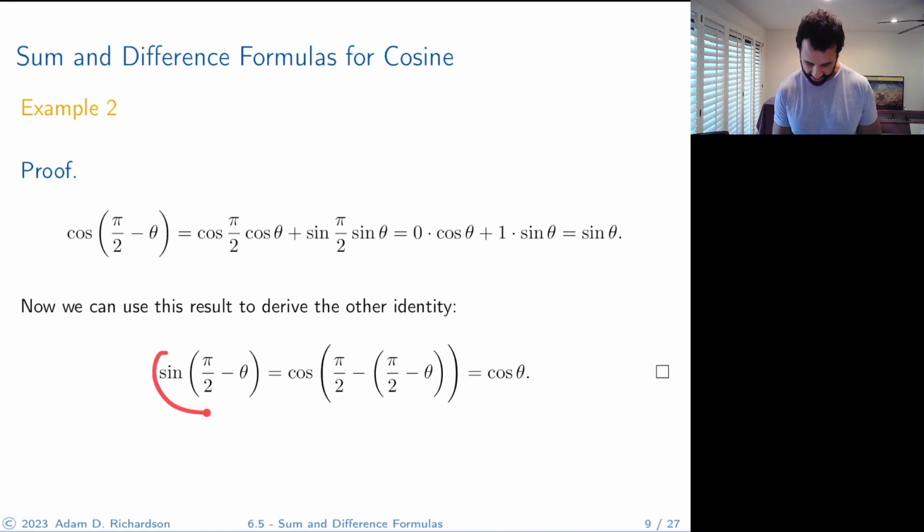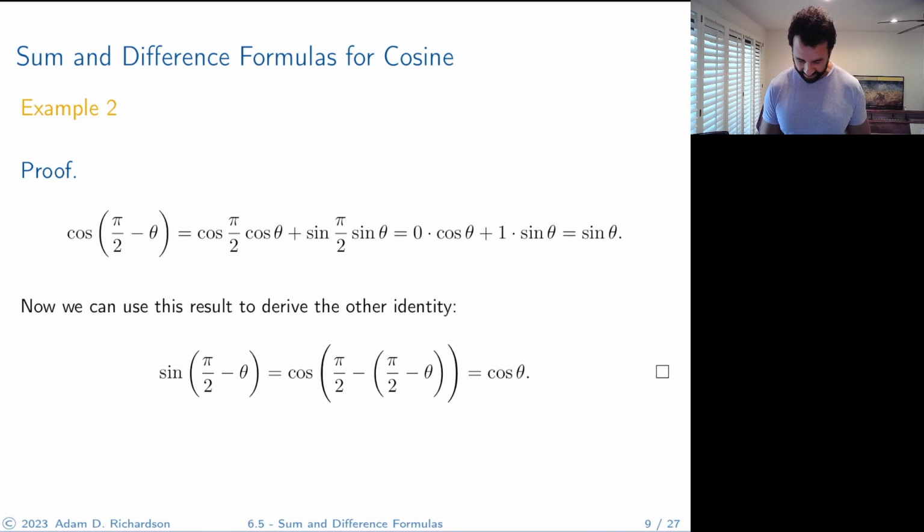So what is sine of pi over 2 minus theta? Well, we're going to be a little bit clever, and we're going to write it as pi over 2 minus pi over 2 minus theta. That's what we're going to get. And then now we can use this result right up here.